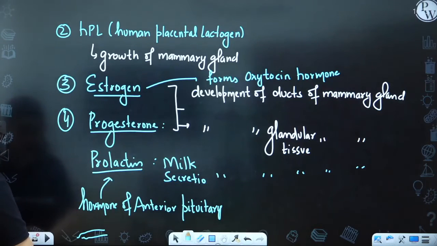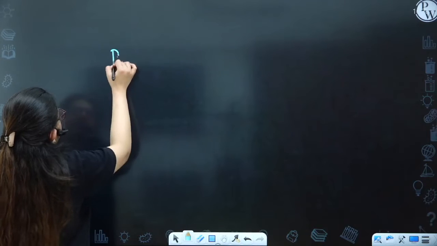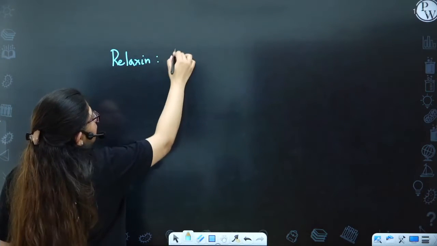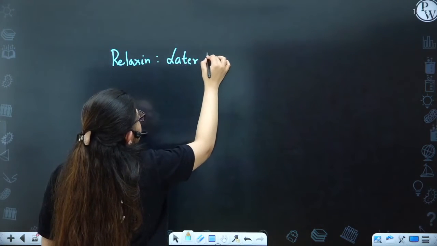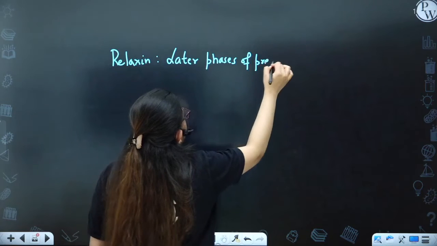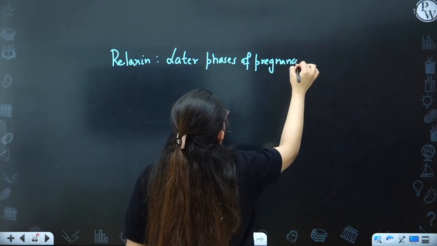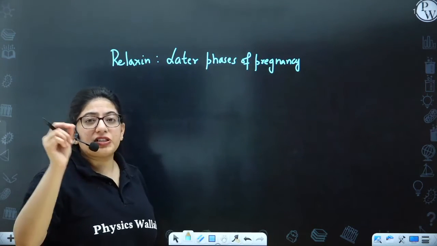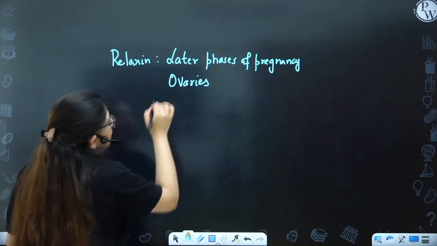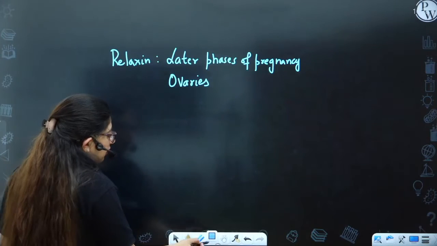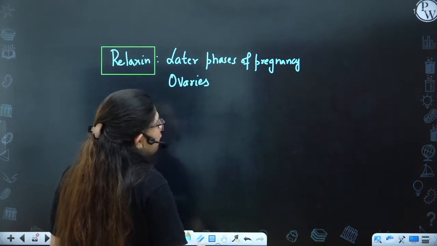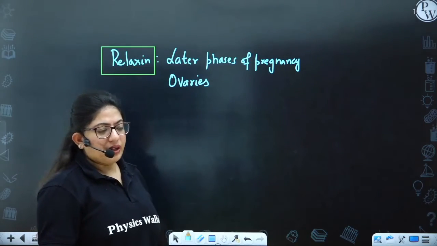Apart from this, there is another hormone known as relaxin. Relaxin is secreted in the later phases of pregnancy. But from where? You all know the corpus luteum secretes a very small amount of relaxin, so from the ovaries, right? So who secretes relaxin? Ovaries secrete relaxin.